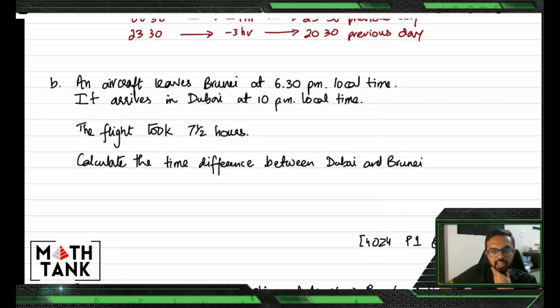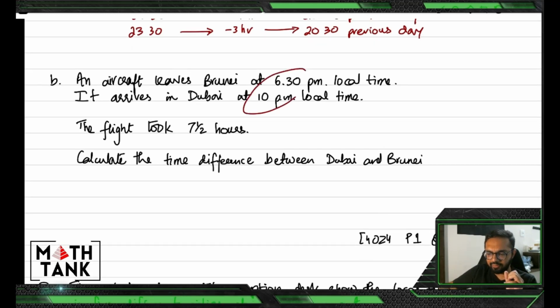Okay, then it says an aircraft leaves Brunei at 6:30 p.m. local time. It arrives in Dubai at 10 p.m. local time. Okay, now the aircraft would have traveled between time zones. The flight took 7.5 hours. Now you see the difference between these two times is 7, not 7.5 hours. Calculate the time difference between Dubai and Brunei.